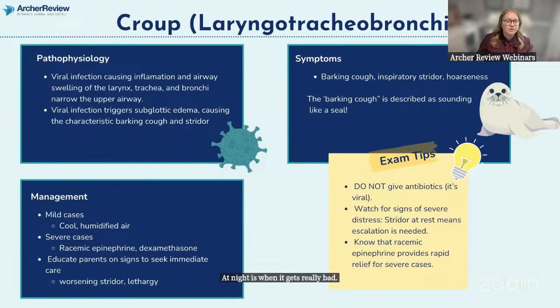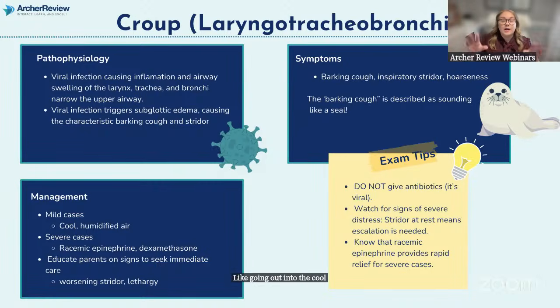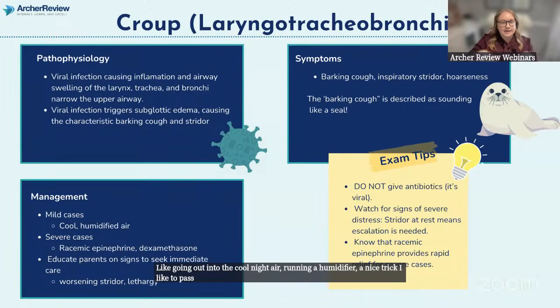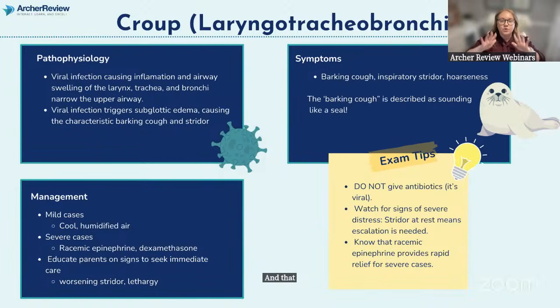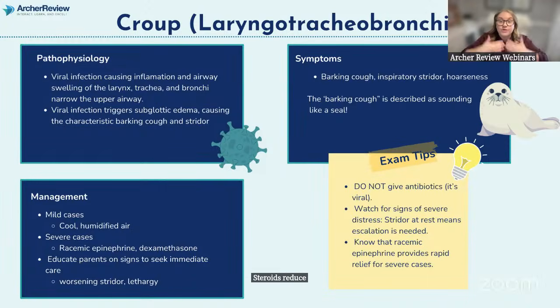If it's very mild, we can just do some non-pharmacological interventions like going out into the cool night air, running a humidifier. A nice trick I like to pass on is sitting next to the shower, turn the shower on really hot, let it get super steamy in the bathroom. And that kind of humidity can cool down some of that inflammation. It gets worse though, and I typically do like to treat with a little bit of a steroid. Steroids reduce inflammation. We've got inflammation in the upper airway, let's get rid of it, right?